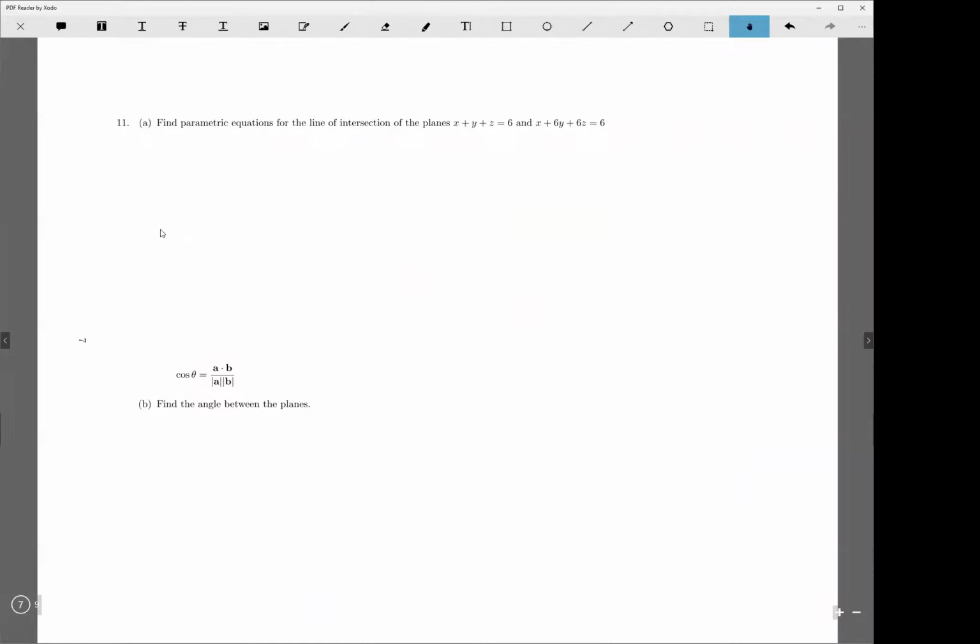Okay, so number 11, find parametric equations for the line of intersection of these two planes. So now, taking it a step further, we want the parametric equations. And part B is to find the angle between the planes. This starts out really similar to the other one, because the first thing we want to do is take the cross product and find the direction vector of the line. I'm sorry, of the line.